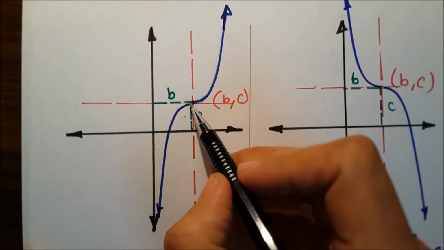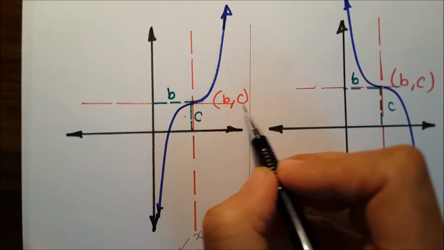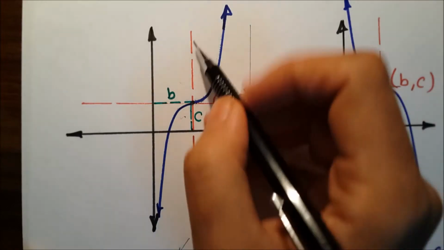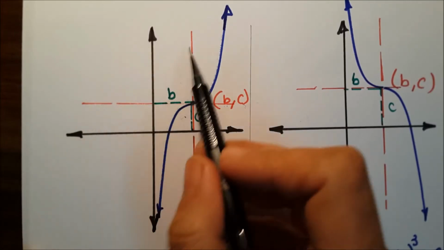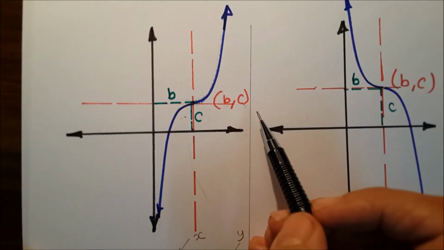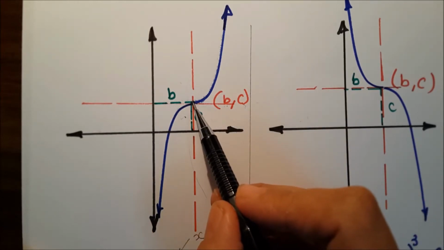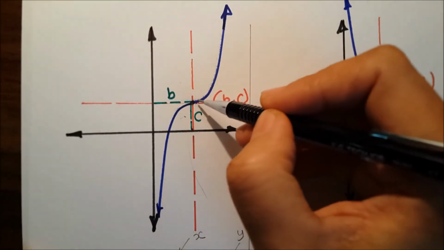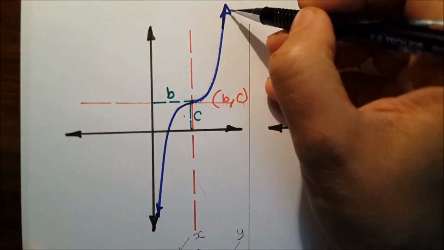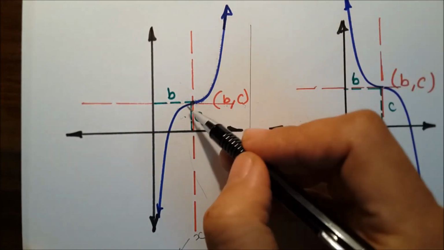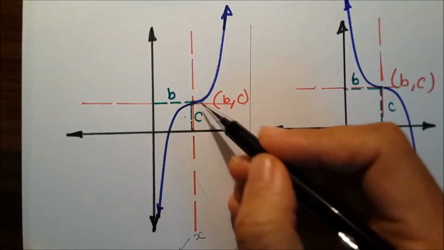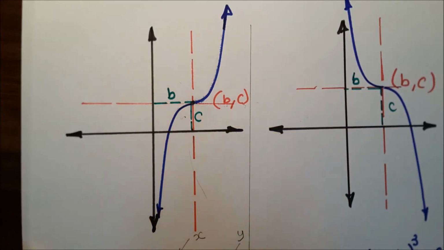And to graph the function, we just need to plot the new point of symmetry at (b, c), then sketch the vertical and horizontal lines of symmetry that pass through the point of symmetry. Then you sketch the first part of the graph in the first quadrant and the second part of the graph in the third quadrant, like this.